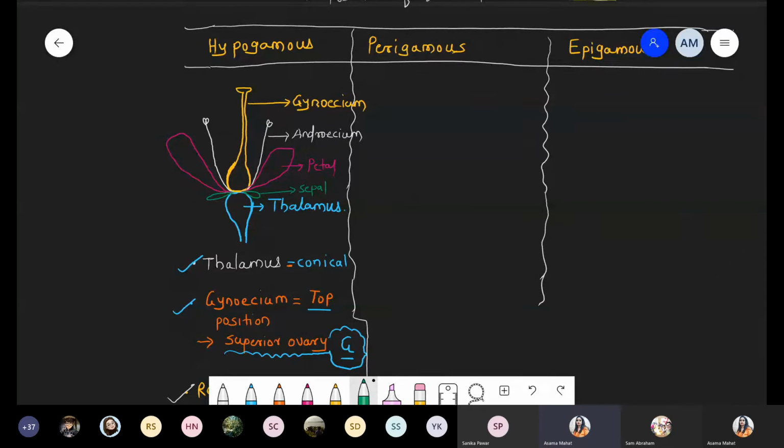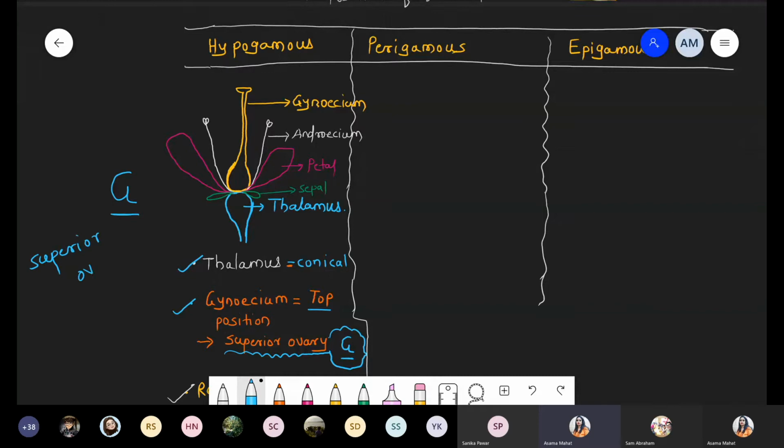Got this point? Gynoecium kahan pe present hai? These are present on the top level. And if the gynoecium is at the top level, it is simply called the superior ovary. Superior ovary is represented by capital G, and a bar is present below the G. So such a condition is represented for the superior ovary.